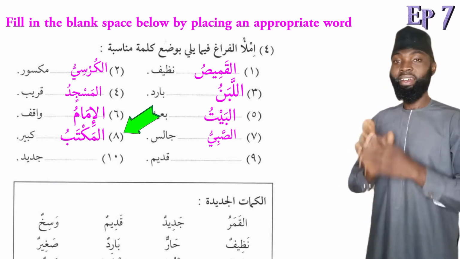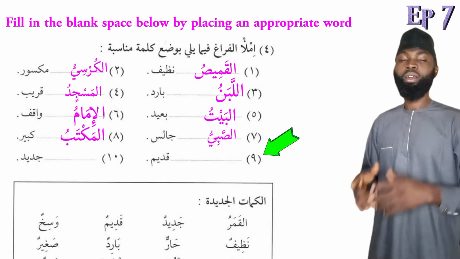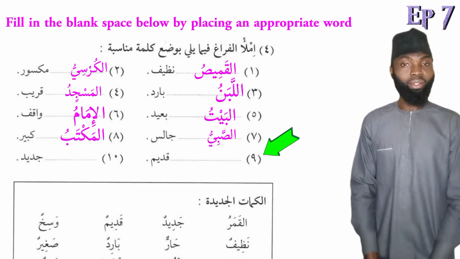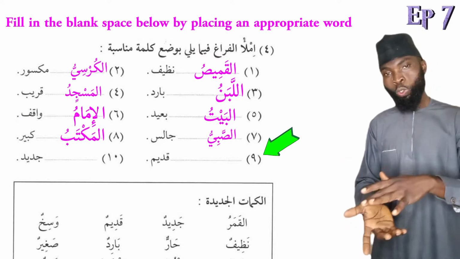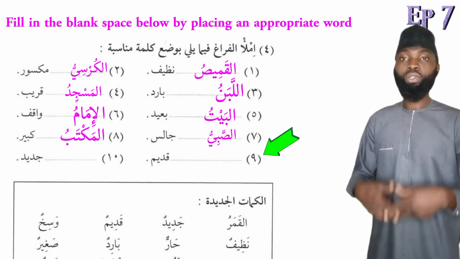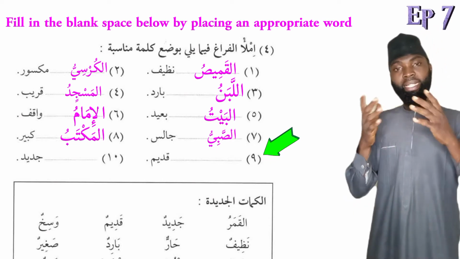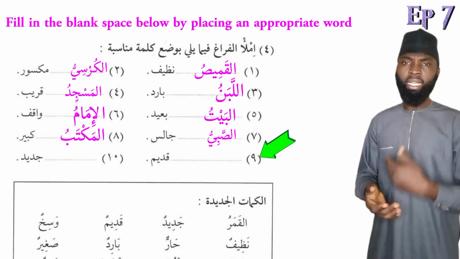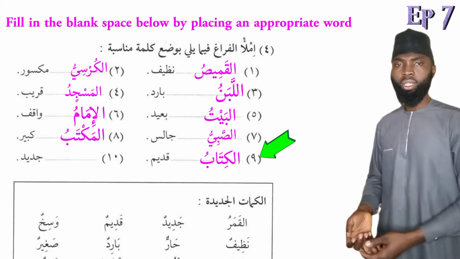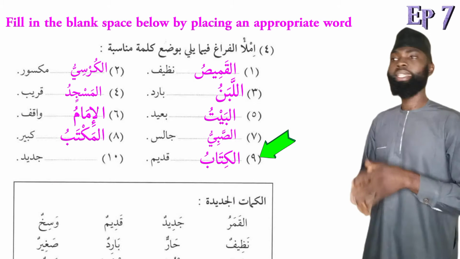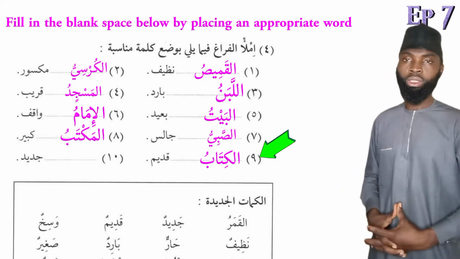So we have number 9, qadimun. Qadimun is the opposite of jadidun. Qadimun means old. When something is old. So qadimun, old. What is old? You can simply say al-kitabu qadimun, the book is old.